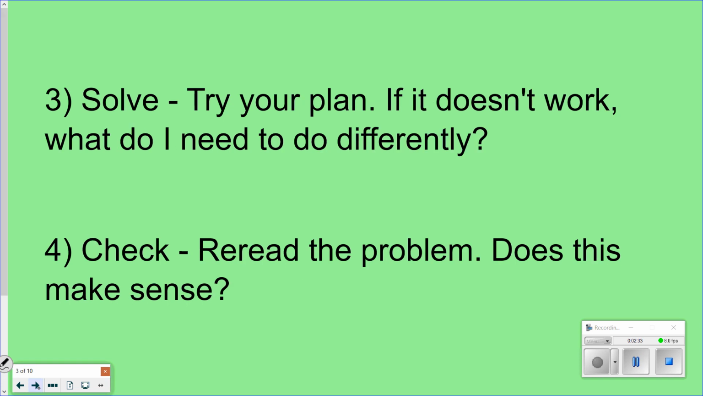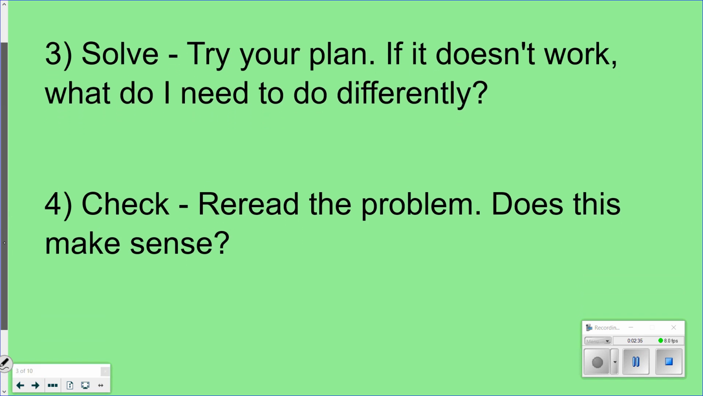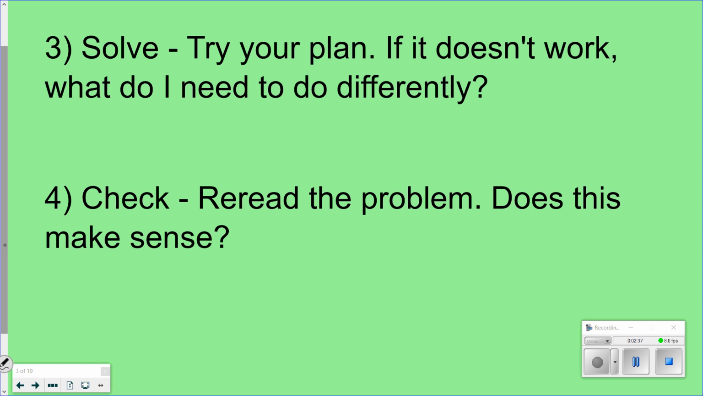All right, number 3 is solve. Okay, so trying your plan. If it doesn't work, what do I need to do differently? So for example, let's say your first idea was to call somebody. Let's say you get on the phone, you call your mom, dad, grandma, whoever's going to pick you up, and they don't answer. So now what? Now what? Now you have to go back to the second one and try something else.